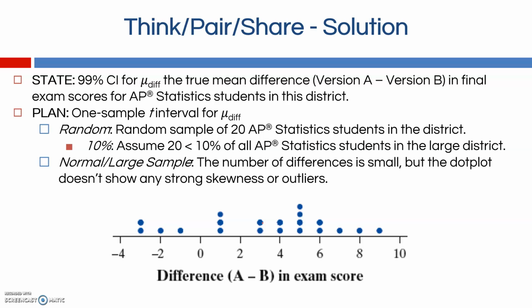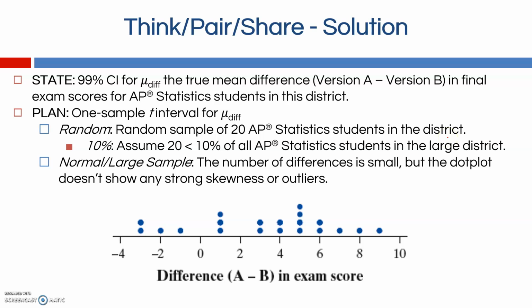All right, so let's start off with the state portion. 99% CI for mu diff, the true mean difference, version A minus version B, in final exam scores for AP Stat students in this district. We are going to conduct a one sample t-interval for mu diff, or what we can also call a paired t-interval. The random condition: we have a random sample of 20 AP Stat students in the district.